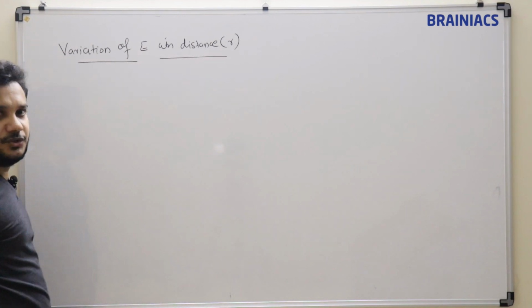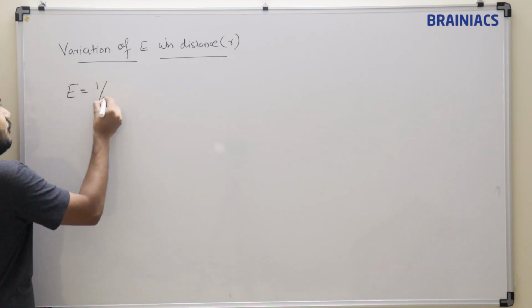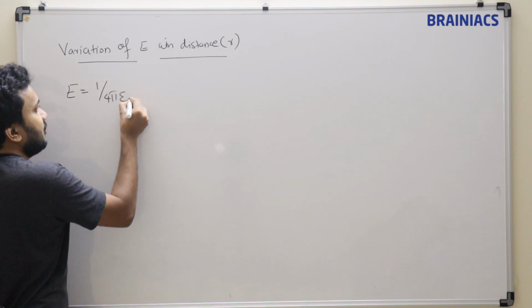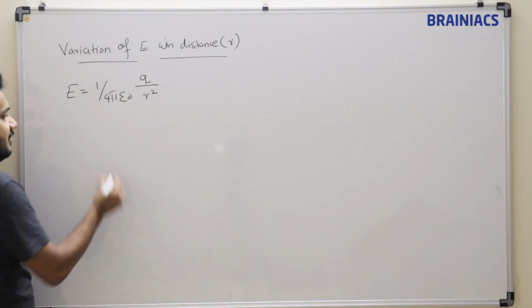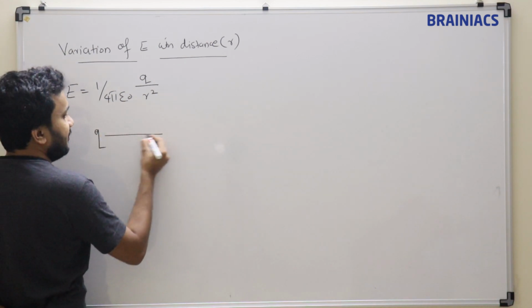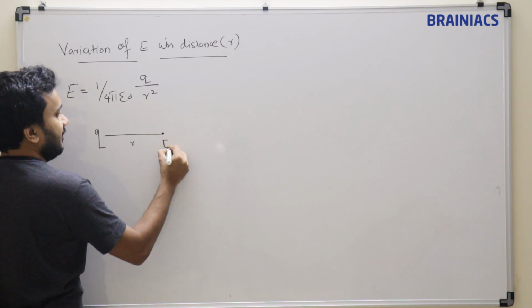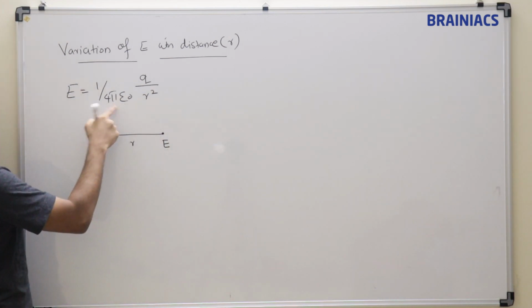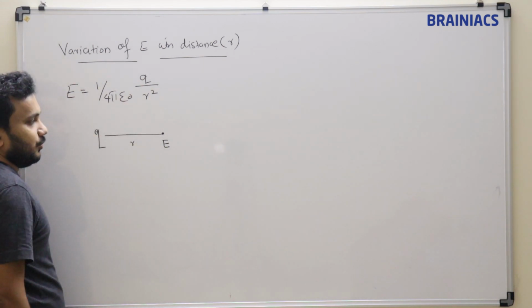So we know the general equation of electric field intensity, E equal to 1 by 4 pi epsilon 0 Q divided by R square. This is nothing but the electric field created by a charge at a distance of r meter from here, and at this point the electric field is E, and this value of E is given by 1 by 4 pi epsilon 0 Q by R square.